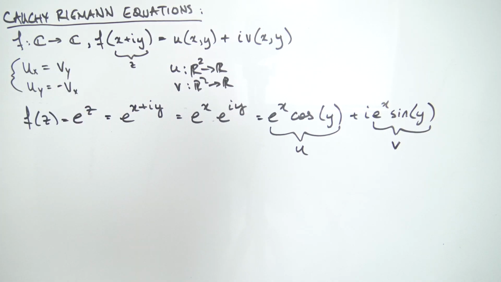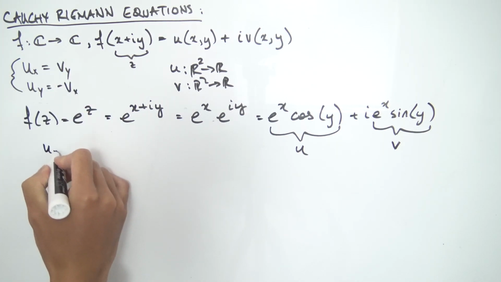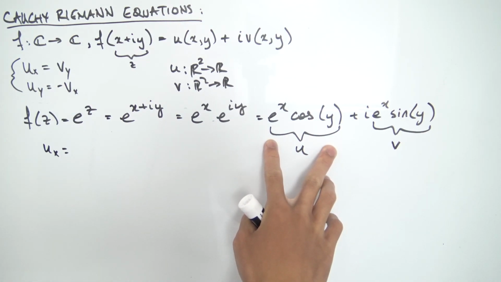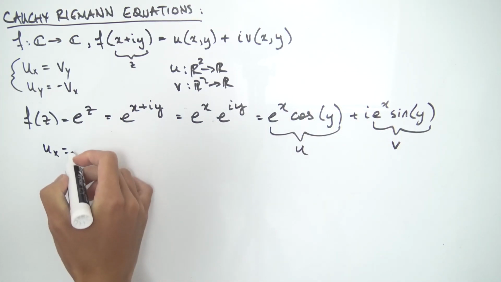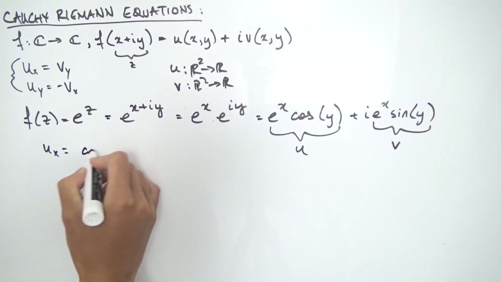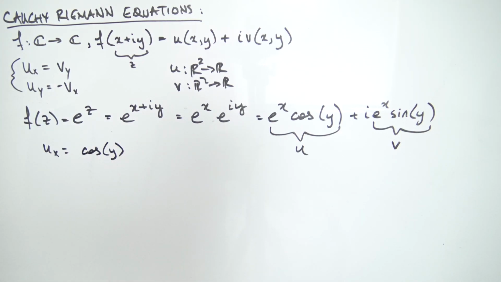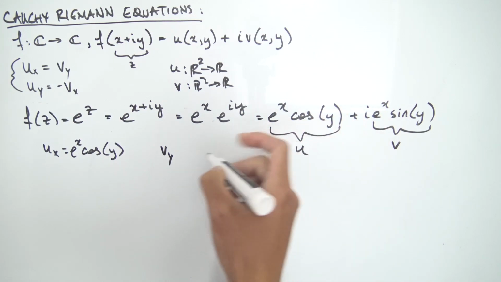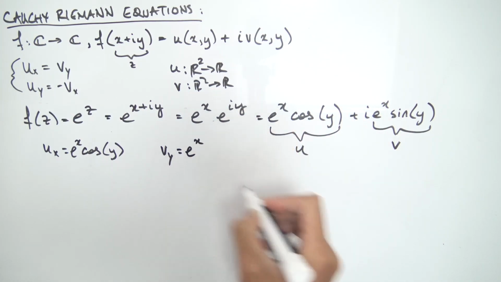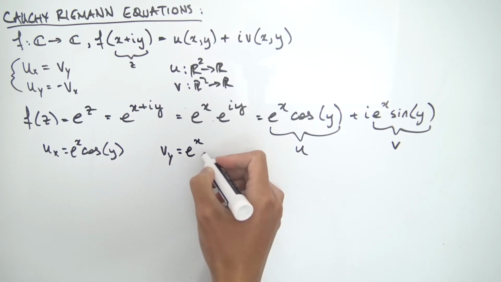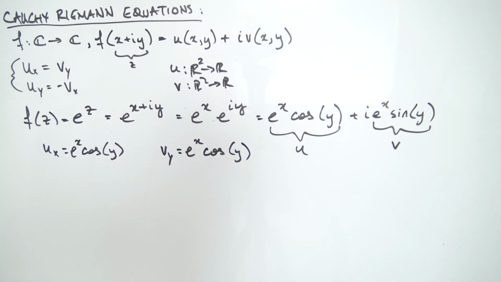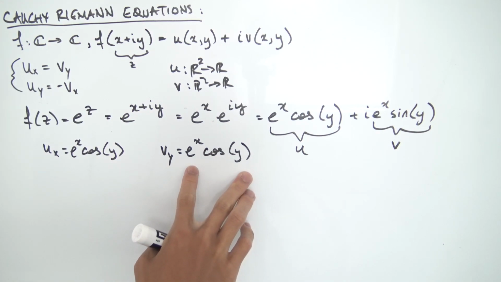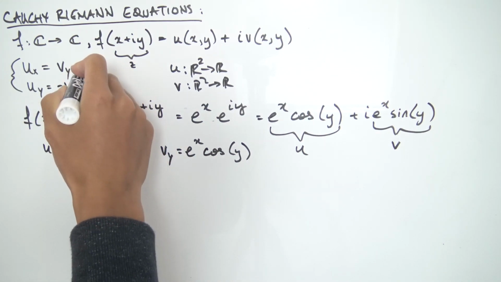Let's calculate these partial derivatives. So first of all, u sub x is equal to, well, let's differentiate this with respect to x. Cosine of y is just a constant, so that's going to stay, and the derivative of e to the x is just e to the x. So that's u sub x, and let's calculate v sub y. If we differentiate this with respect to y, e to the x is a constant multiplied out the front, so that stays, and the derivative of sine is just cosine, so we have cosine of y. And right away, notice that u sub x is definitely equal to v sub y. So our first condition is checked.